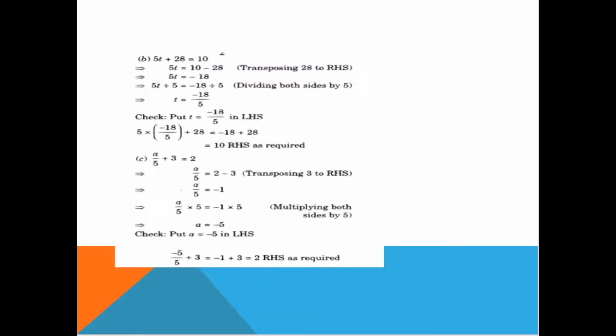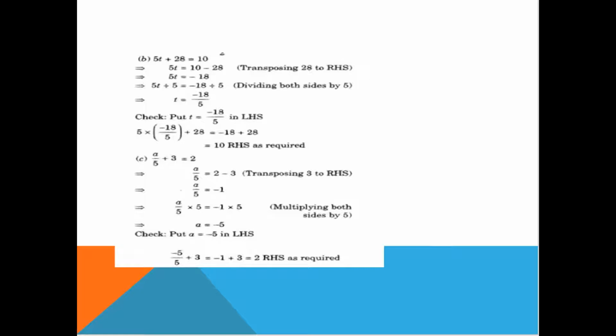Moving to B part, that is 5t plus 28 is equal to 10. 5t is equal to 10 minus 28. 5t is equal to minus 18. We have transposed 28 in the first step to the other side, to RHS. Now 5t divided by 5 is equal to minus 18 divided by 5. Dividing by 5 on both the sides, we got the answer t is equal to minus 18 by 5.